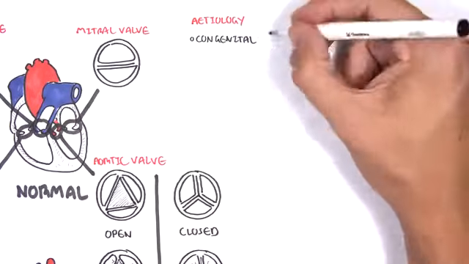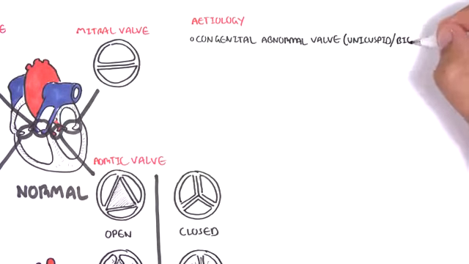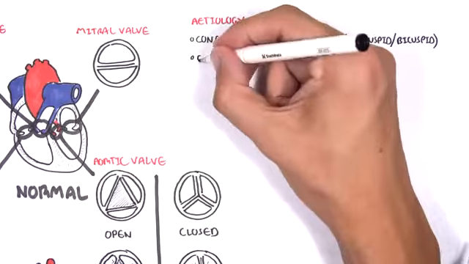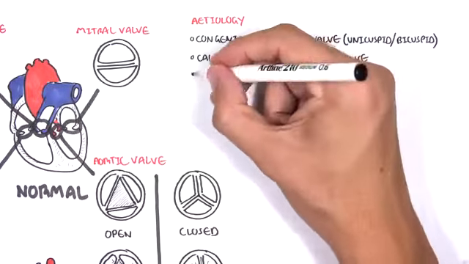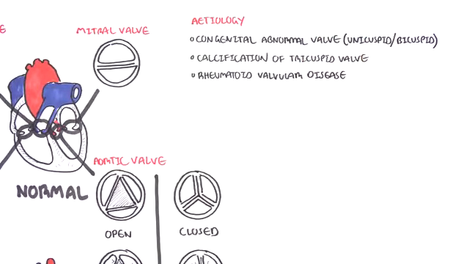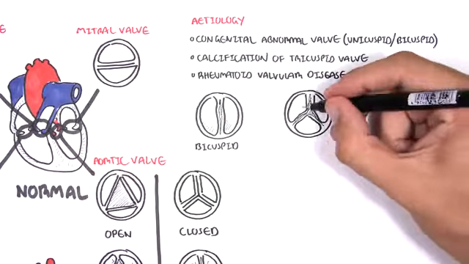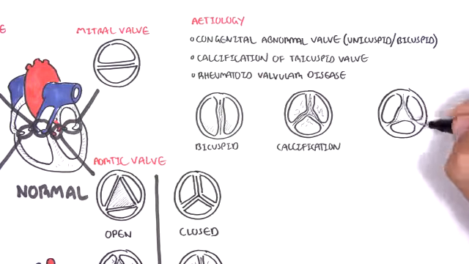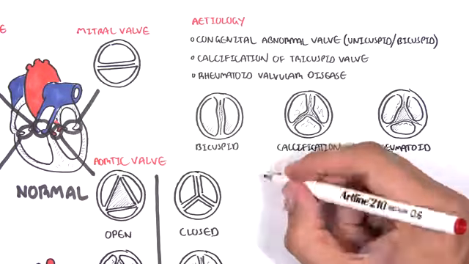There are three major etiologies of aortic stenosis. One is a congenital abnormal valve, a unicuspid or bicuspid aortic valve. Two, calcification of the aortic valve, usually with age. And three, rheumatic valvular heart disease. Here is an abnormal aortic valve which is bicuspid. Here is a calcified aortic valve resulting in stiffening. A rheumatic valve forms scar tissue leading to stenosis.